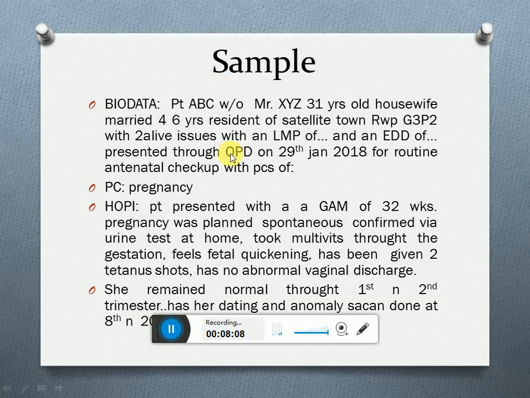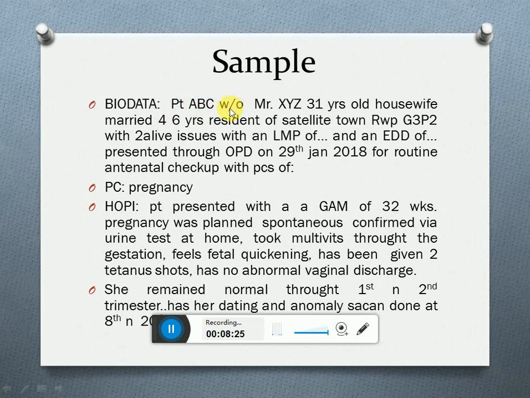This is a sample history. It's not a complete one. It is just mentioning the points which are very particular about the obstetric history. For example, in biodata, how will you include all those points we mentioned in the biodata?